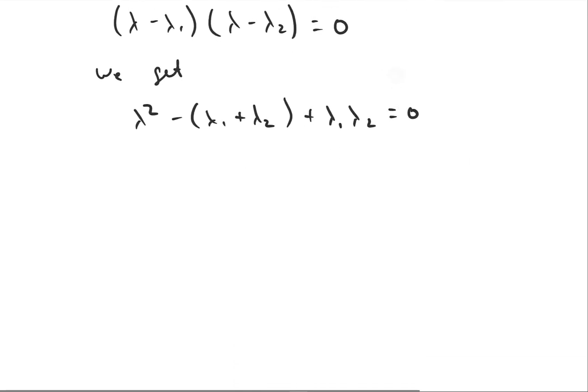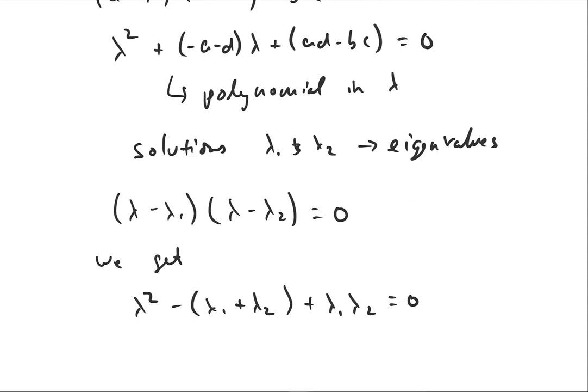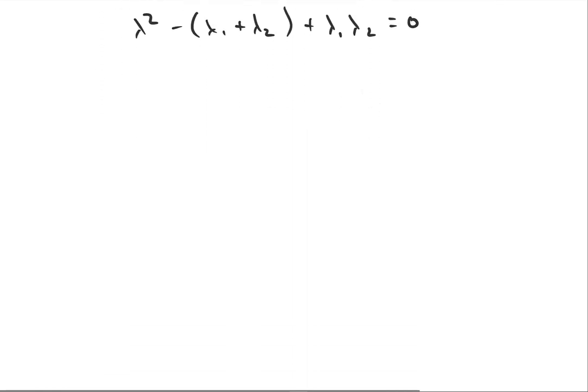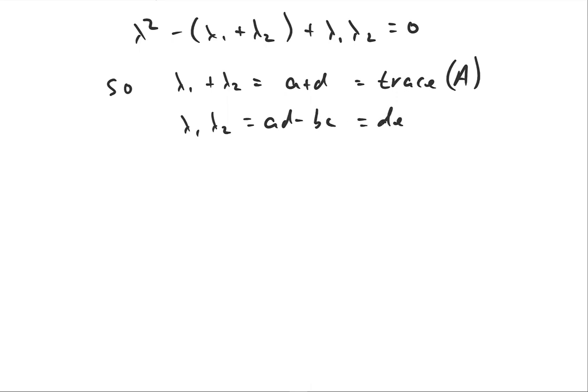And one thing to notice here is that if we look at these equations and we relate the like terms, we'll find that lambda 1 plus lambda 2 is equal to a plus d, which is equal to the trace of A. Now this is only true for a 2 by 2. This falls apart if we go higher than a 2 by 2. But it's good to know for a 2 by 2. And lambda 1 times lambda 2 is equal to AD minus BC, which is equal to the determinant of A.